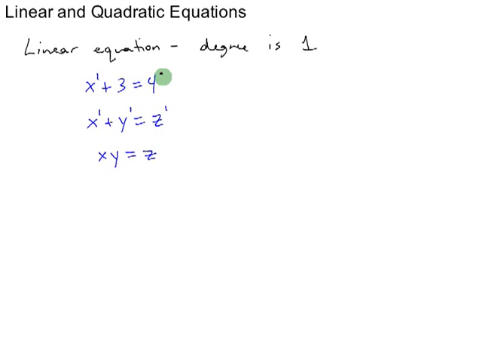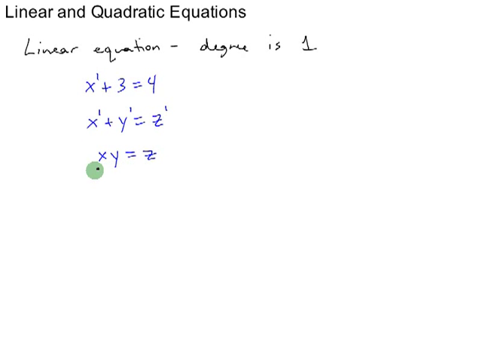So the degree of the first equation is 1 because, well, the only variable we have is x, and the highest power of x is 1. Okay? In the second equation, we have 3 different variables, 3 different terms. The x is degree 1, the y is degree 1 and the z is degree 1. So the highest out of those 3 is 1, so the degree is 1.